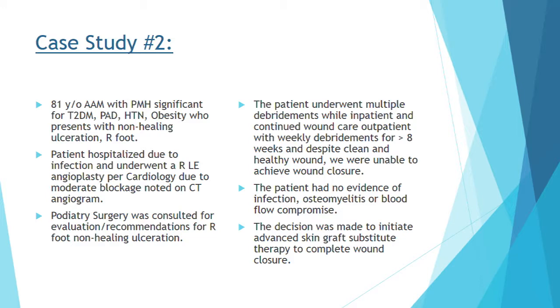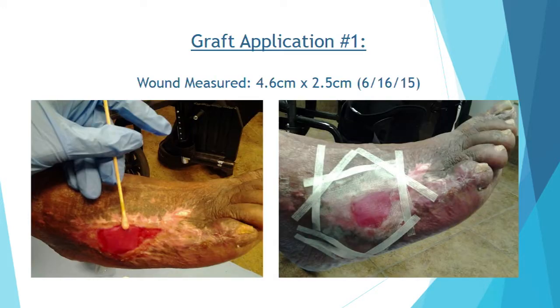So this is a picture of the wound. 16 weeks, we cannot get there. You can see how big that ulcer was. But we finally got down to this, and we spent 6, 7, 8 weeks at this same tissue level. This wound measured 4.6 by 2.5. We put the graft on him, as you can see here in this picture, and we secured it. Patient doesn't touch it for a week.